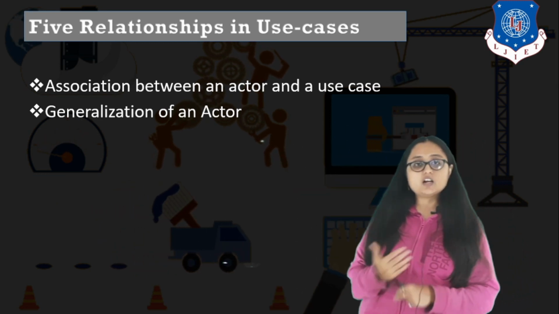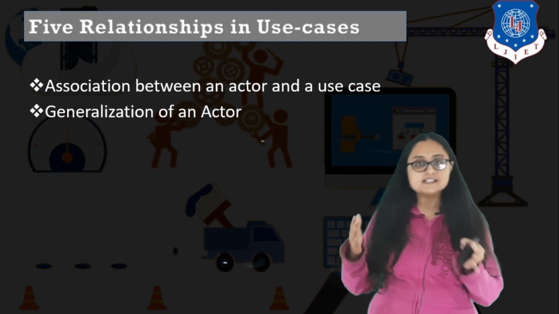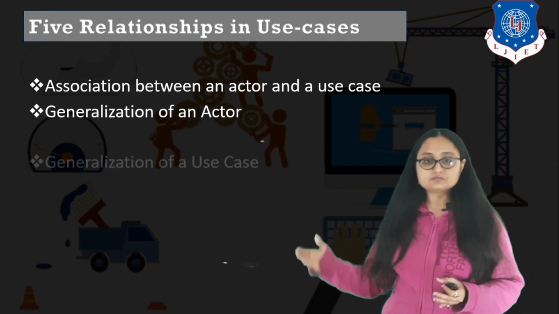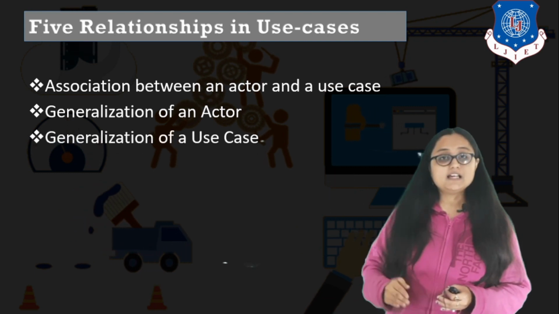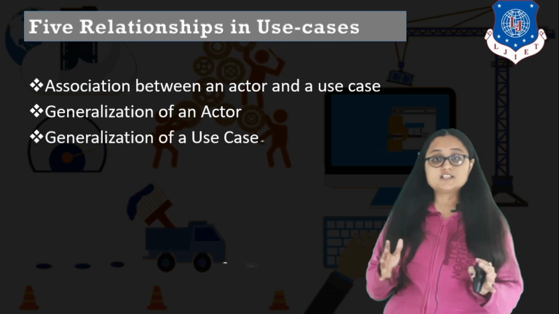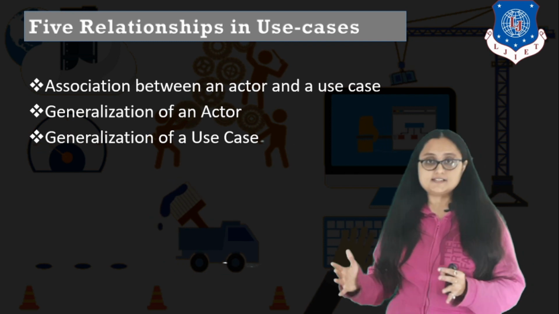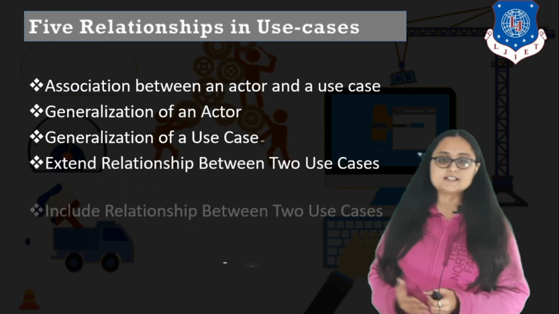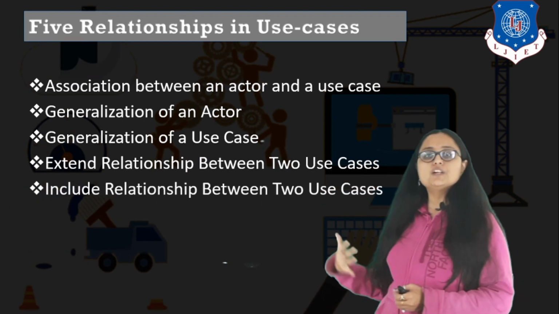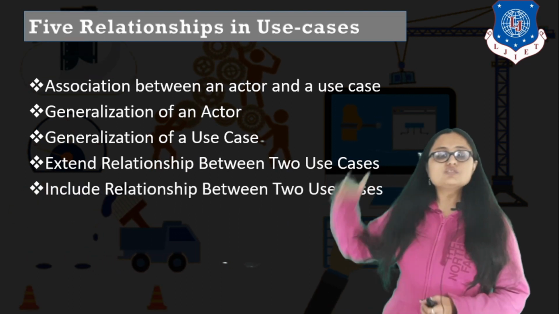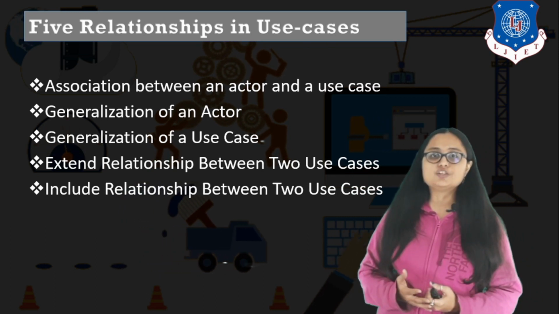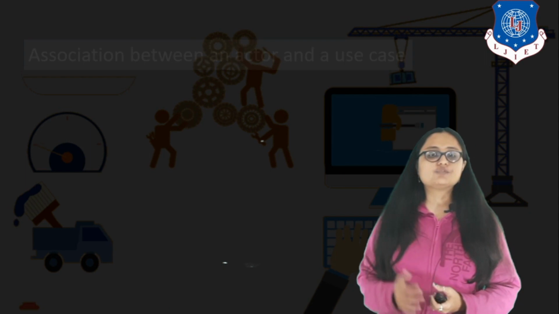The second is generalization of an actor, which is a relationship between an actor and another actor. The next is generalization of a use case, which is the relationship between two use cases. The next is the extend relationship between two use cases, and the last is the include relationship between two use cases. So these are the five basic relationships which are possible in a use case diagram. Let us study each of them in detail.